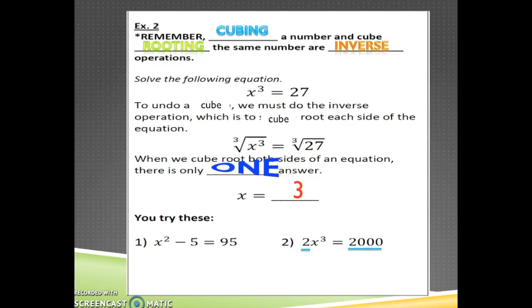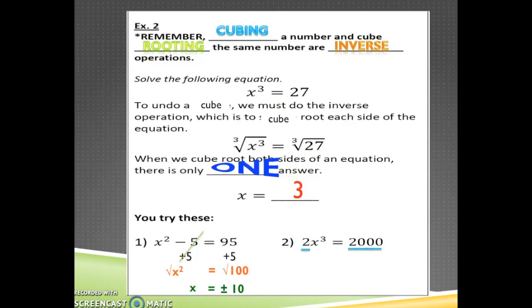All right, let's try a couple examples. X squared minus 5 is equal to 95. Now if you think back to a two-step equation, this is exactly what this is. So we would add 5 to both sides. That will cancel. Let's bring down our x squared is equal to 100. Then we're going to square root both sides, leaving us with x is equal to positive negative 10. Remember, we need to have a positive and a negative answer.